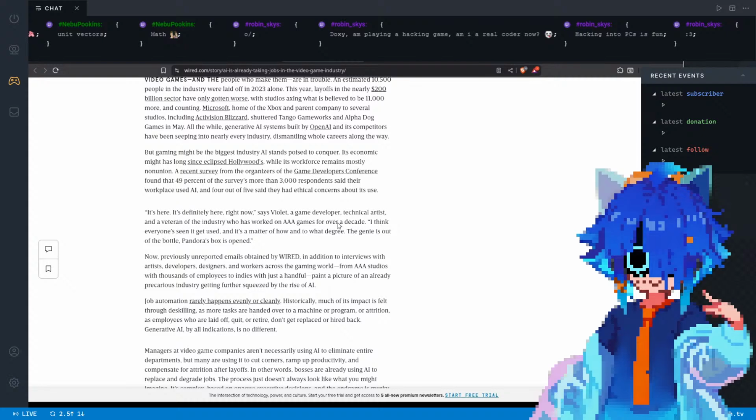But gaming might be the biggest industry AI stands poised to conquer. Its economic might has long since eclipsed Hollywood's, while its workforce remains mostly non-union. A recent survey from the organizers of the Game Developers Conference found that 49% of the survey's more than 3,000 respondents said their workplace used AI, and 4 out of 5 said they had ethical concerns about its use.